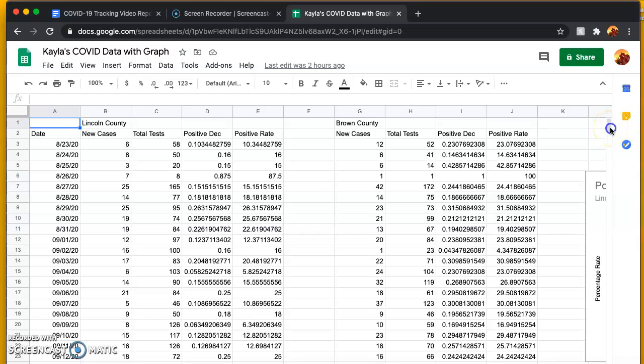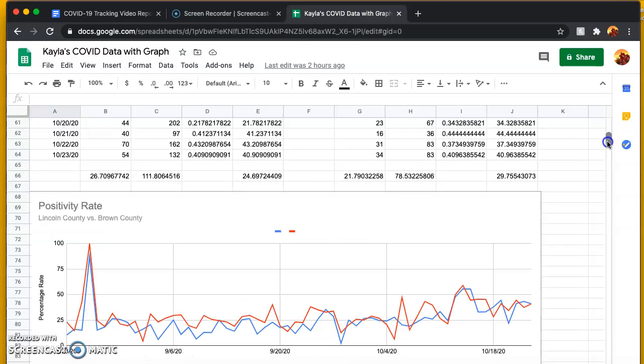Okay. So Lincoln County is a pretty small county in size, but it does have more population than Brown, and its positivity rate is right here at 24. Brown County is a larger county with the least population, but it does have the higher positivity rate.